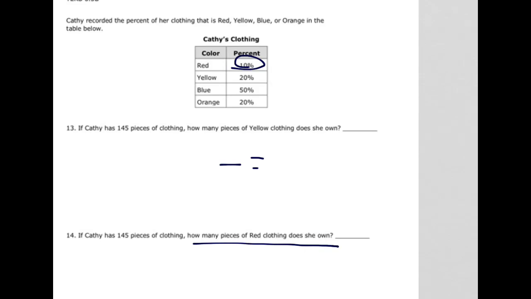So I'm going to set up my proportion where I know that 145 pieces of clothing is my total. I'm looking for how many of those are red, given that 10% are red out of 100. So I set up my proportion. X is my part, 145 is my whole thing, or my total. 10% is how many are red out of 100%.